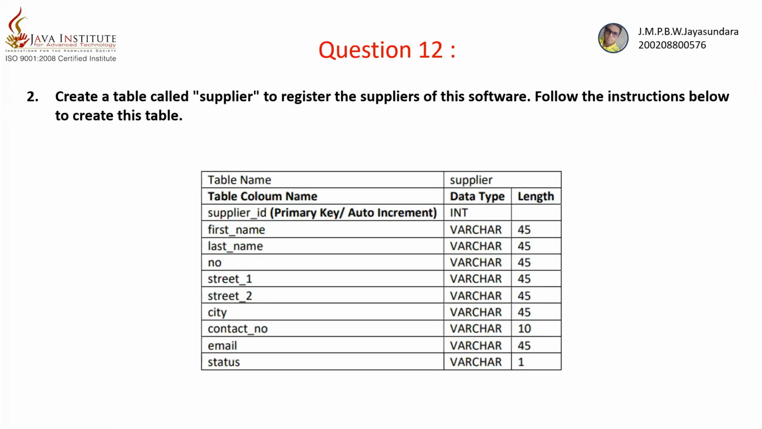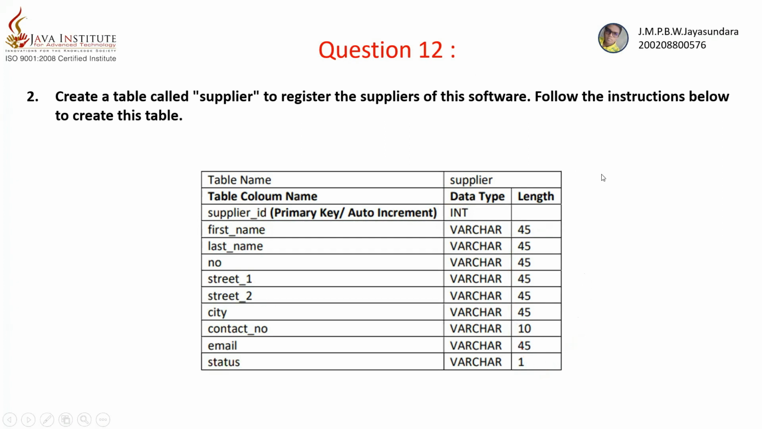In the second question, it says create a table called Supplier to register the suppliers of this software. Follow the instruction below to create this table, and they have given us the relevant instructions, and the table name is Supplier, and here we have our column names, and the first column has been marked as a primary key and it should be auto increment. Then in here we have our data types, and in here we have our data lengths.